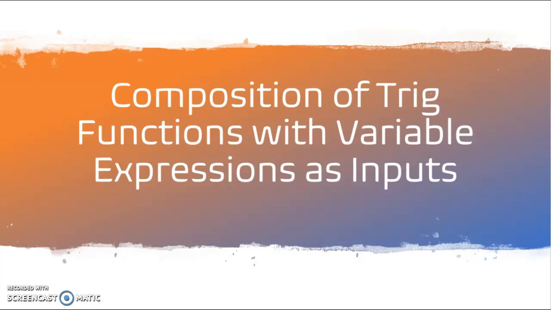This video will look at the composition of trig functions with variable expressions as inputs. So here we have the cosecant of the inverse cosine of 3w, and we are told to rewrite this as an algebraic expression using w.